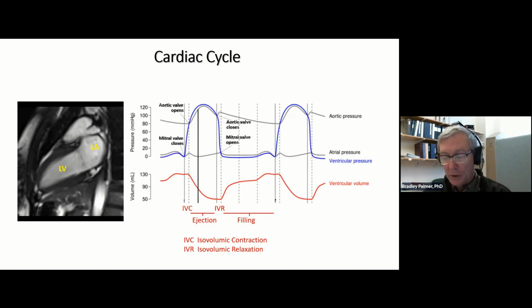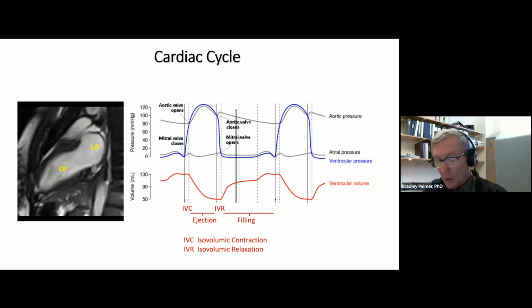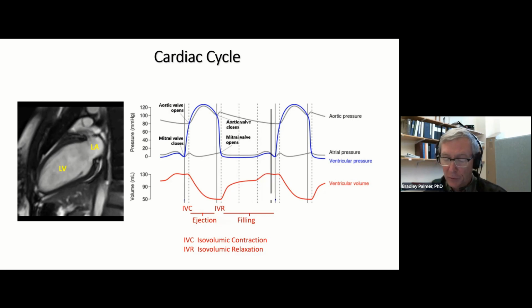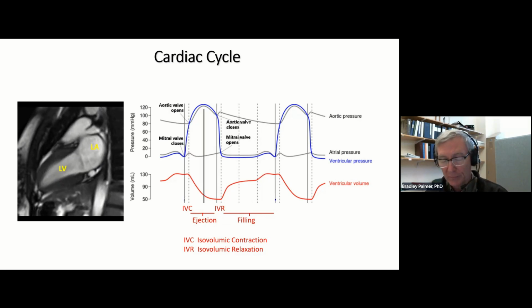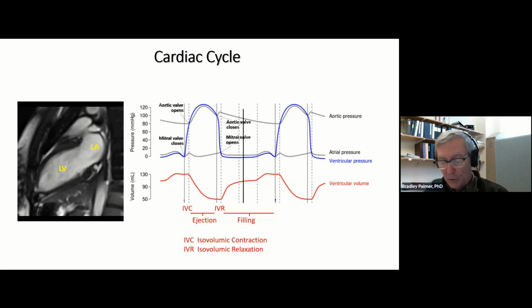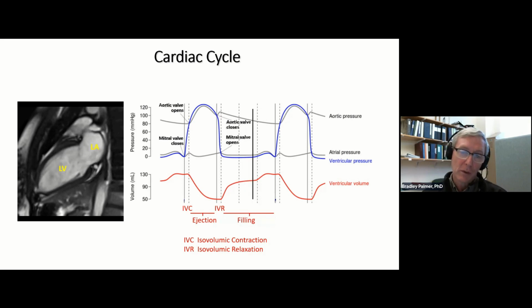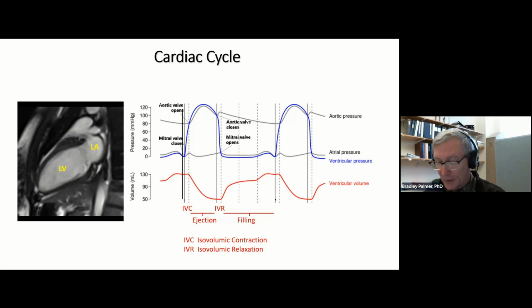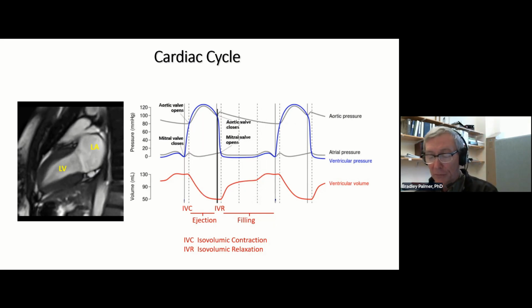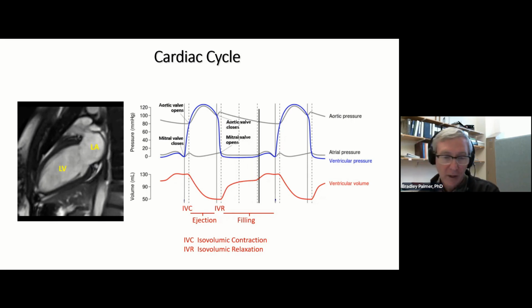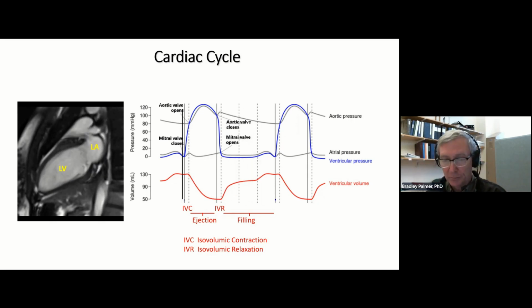Now I'm showing you the complete Wiggers diagram with the left ventricular pressure throughout the cardiac cycle. It is the relationship between left ventricular pressure and left ventricular volume that we can mimic in vitro using a cardiac slice. I'll show you how we do that, but first, let's take a closer look at the pressure-volume relationship.